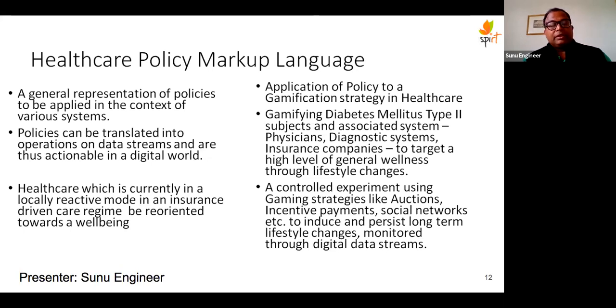Now, in order to do that, we have been discussing ways in which you can use gamification to encourage the participants, the doctors, the patients or the subjects, the insurance providers, as well as the diagnostic centers, etc., who are all part of the ecosystem, to work together and drive them towards this holistic, well-being oriented model. And the question is, how do we use policies to do it? How do we use policies implemented in the digital world, on the basis of digital data? And how do we incentivize the people to induce behavioral changes to drive them towards this model?